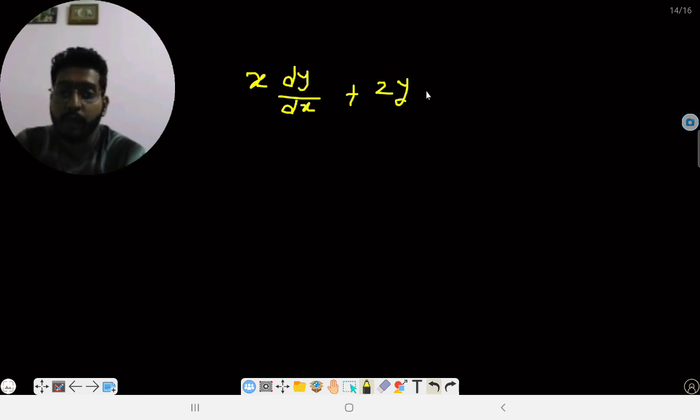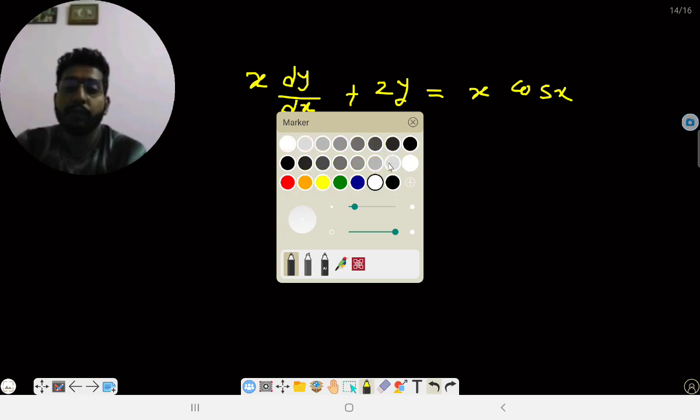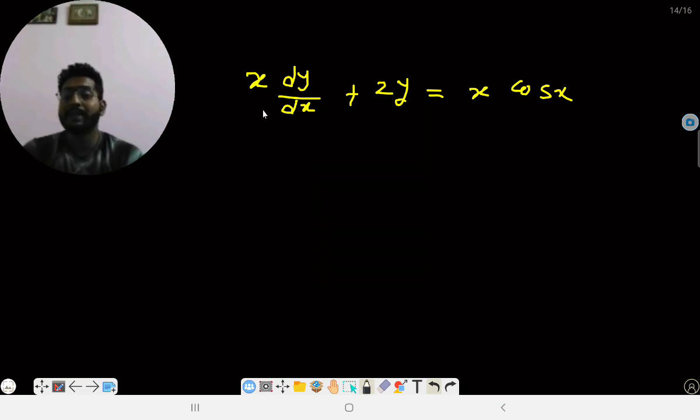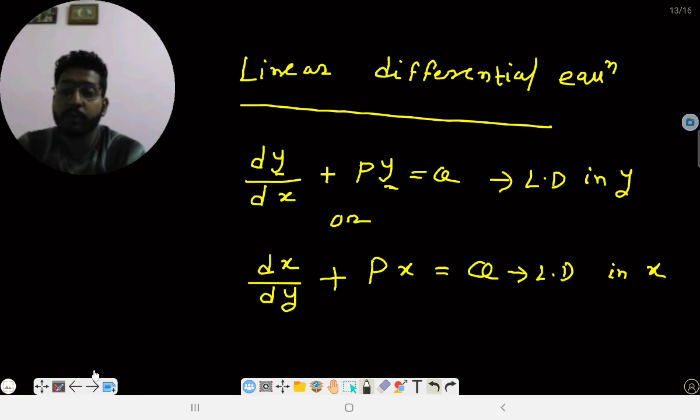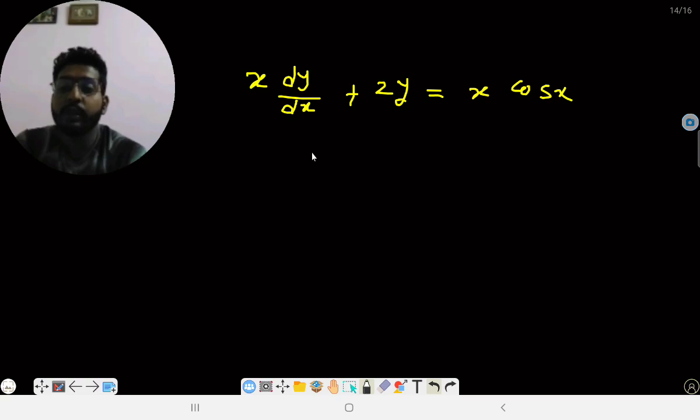Now next one, the question is like this: x dy/dx plus 2y equals x cos x. This is given. Okay, x cos x. Now look here, x dy/dx. Now what is the first thing we have to do? Look here, the coefficient of dy/dx is x. We have to make the dy/dx coefficient 1. So how to make it 1? There is an x, so we will divide both sides by x.